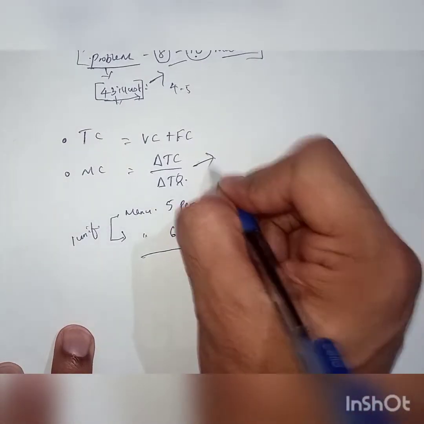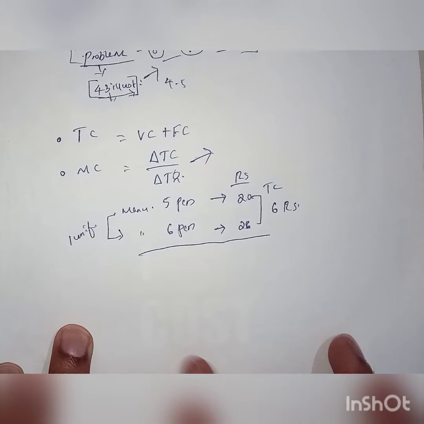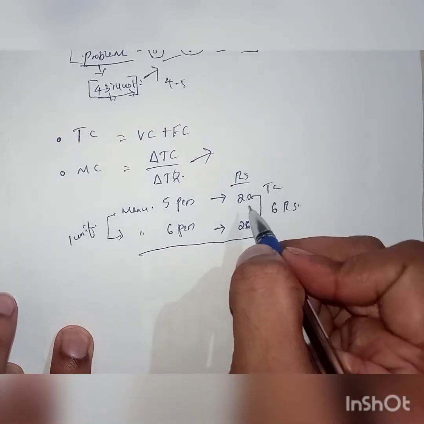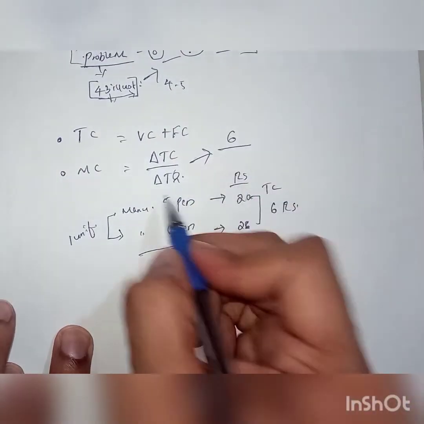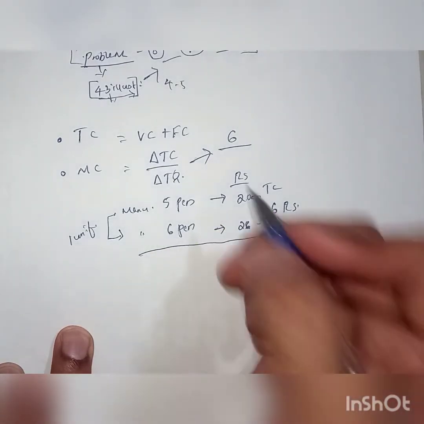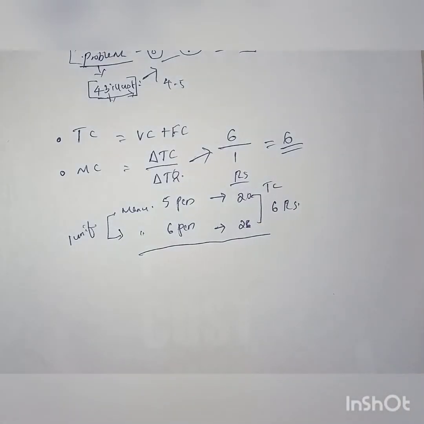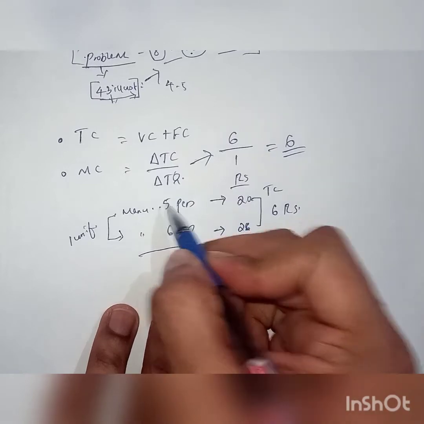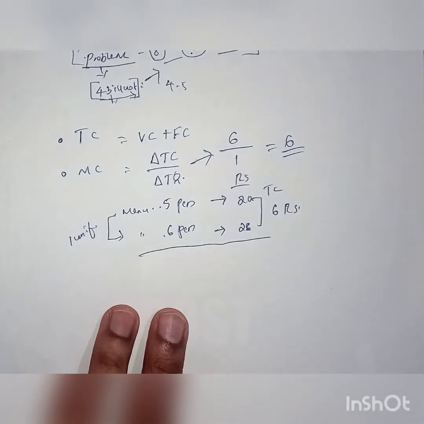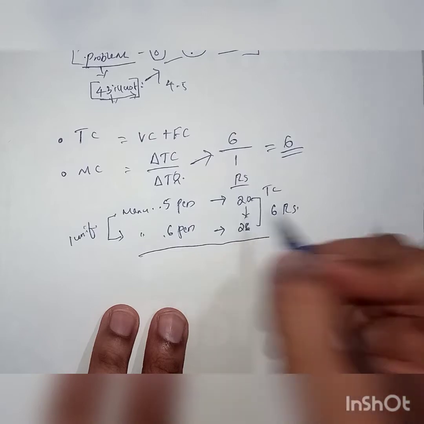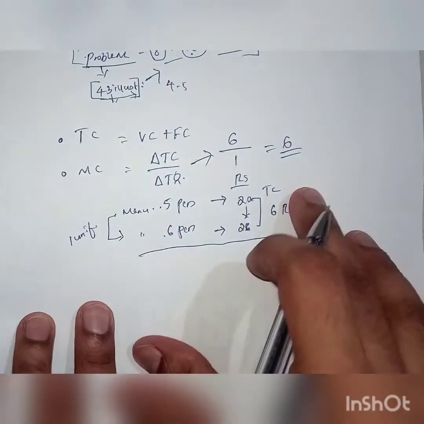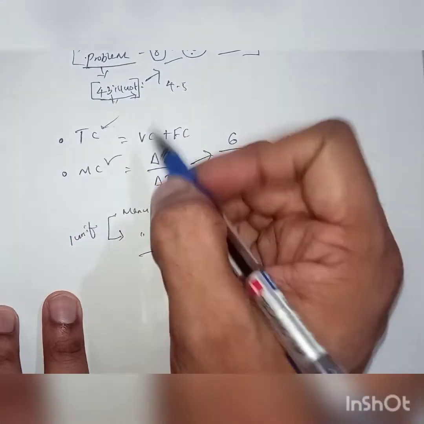If you get into the equation, change in total cost is 20 to 26, which means 6, divided by change in total quantity, which is only 1. So marginal cost is 6 rupees. Marginal cost is the cost incurred to produce one additional output. From 5 to 6, we produced one additional output, and the additional cost incurred is 6 rupees. So that is marginal cost. We have learned total cost and marginal cost.